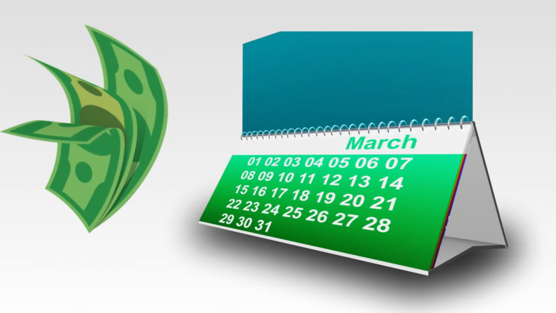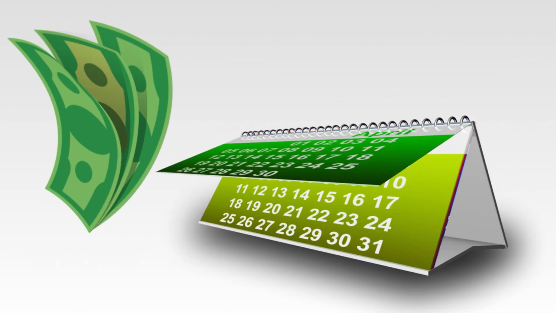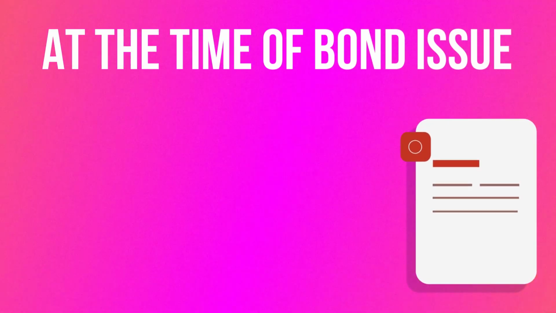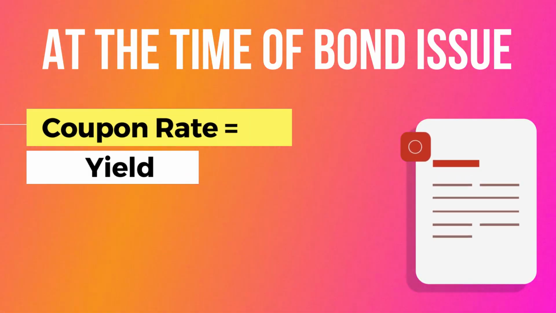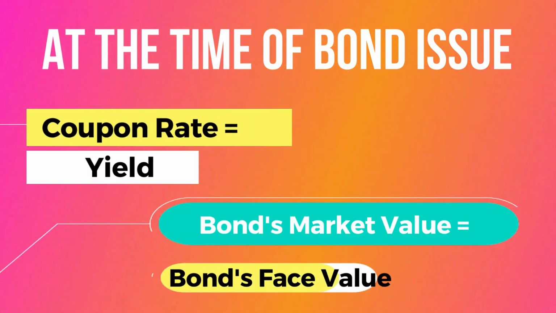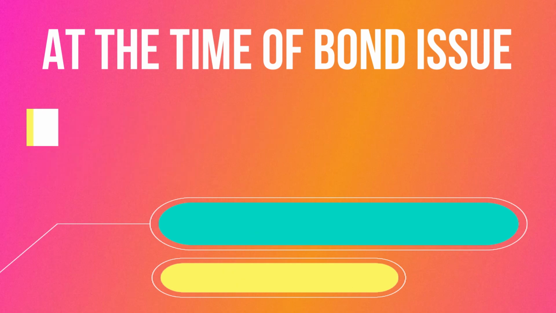How is yield different from coupon rate? Coupon rate represents the fixed annual interest rate that the bond issuer pays. Yield represents the actual rate of return for the bondholder. When the bond is first issued, coupon rate and yield are the same since the market value is equal to the face value of the bond.